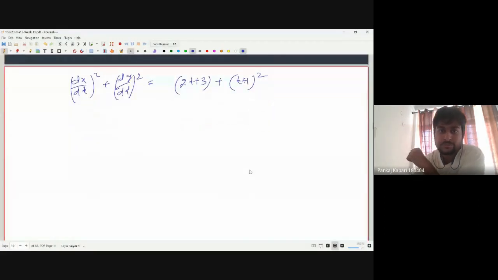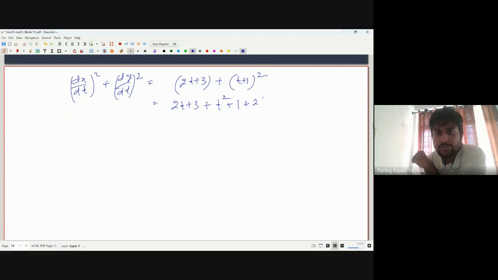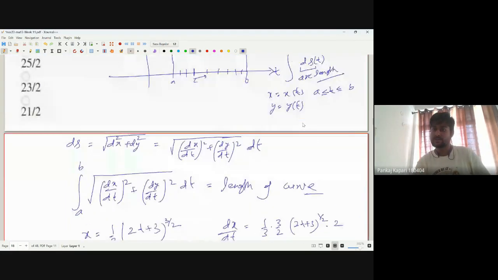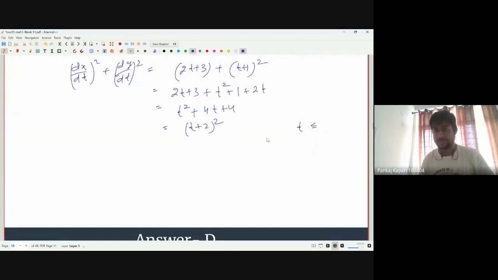Okay, so that means 2t plus 3 plus t square plus 1 plus 2t. This is just 2t square plus 4t plus 4. Okay, now it can be easily seen that this can be written as t plus 2 whole square, and we know that t varies between 3 and 0. Okay, that means t plus 2 varies between 5 and 2. That means t plus 2 is positive, right?